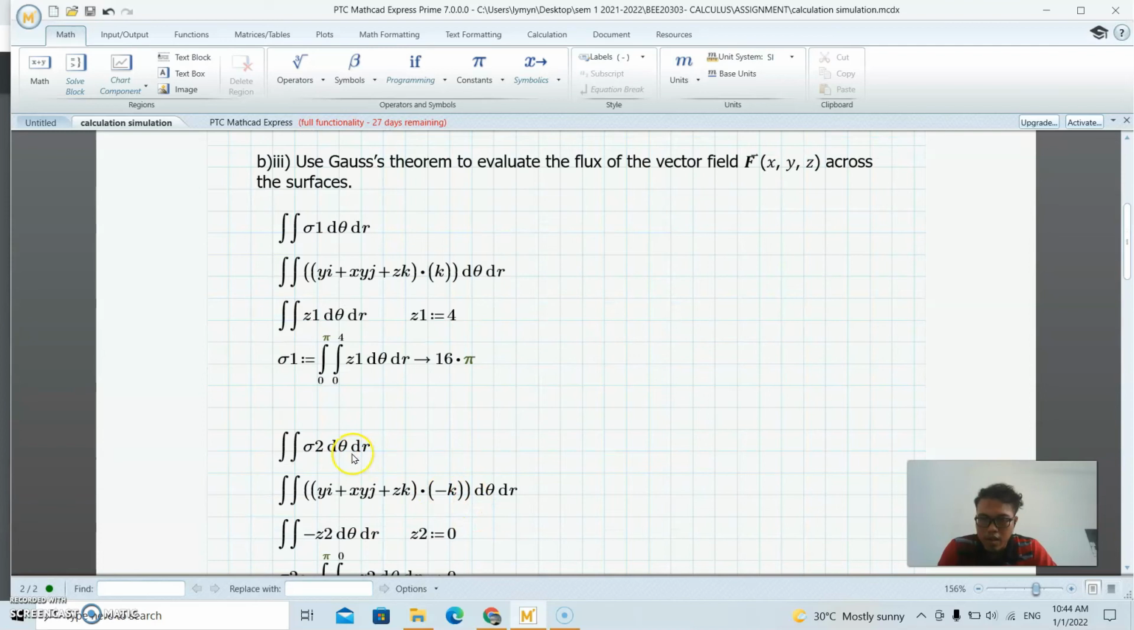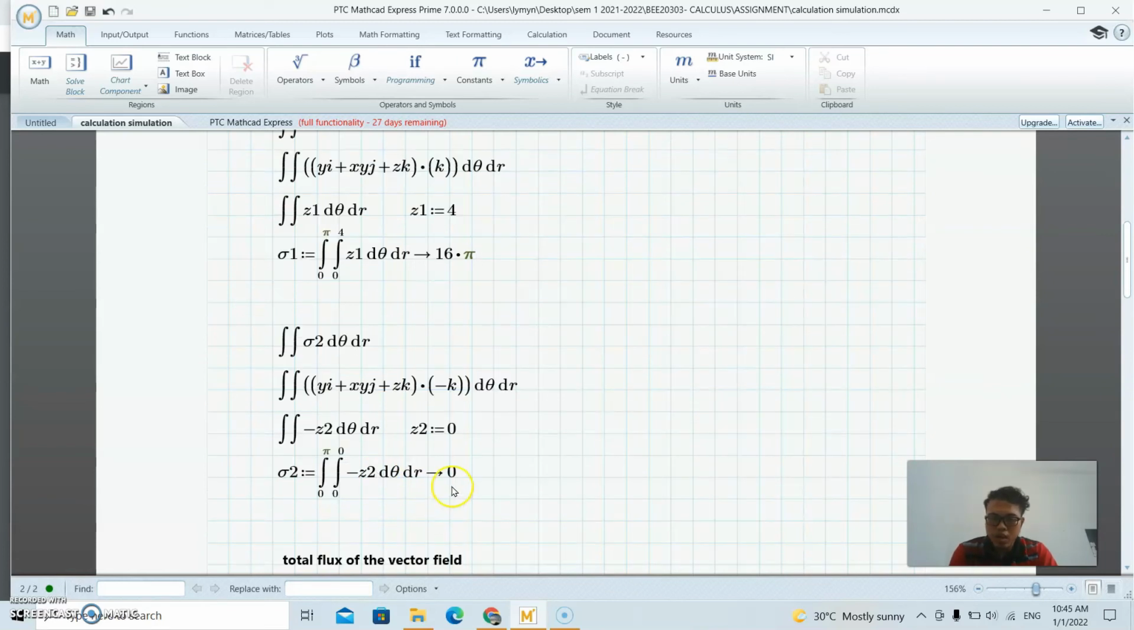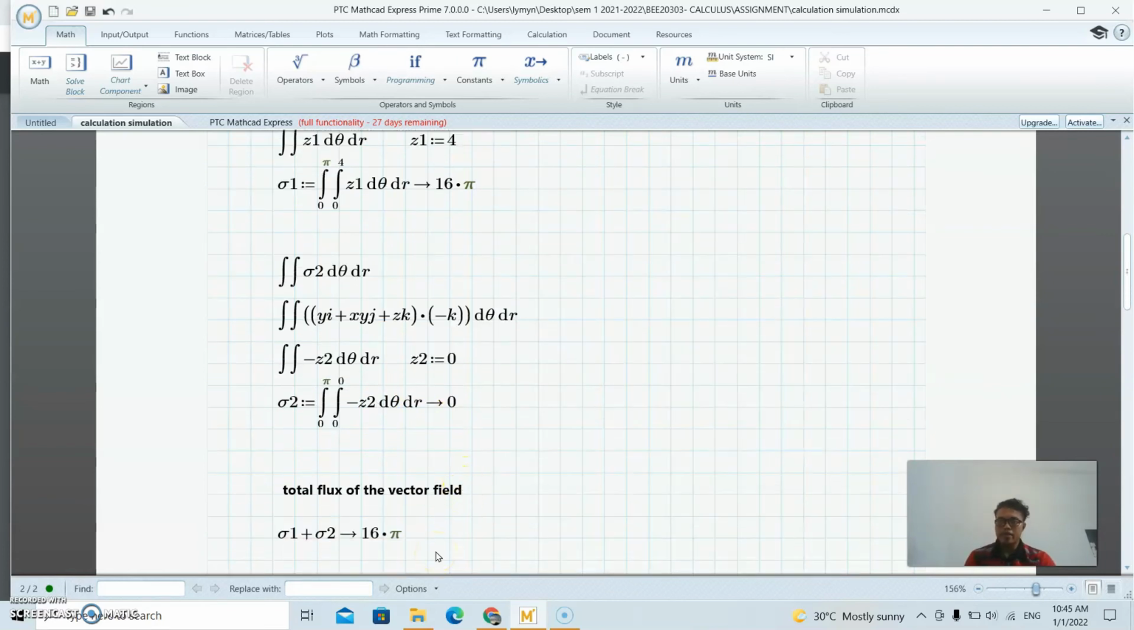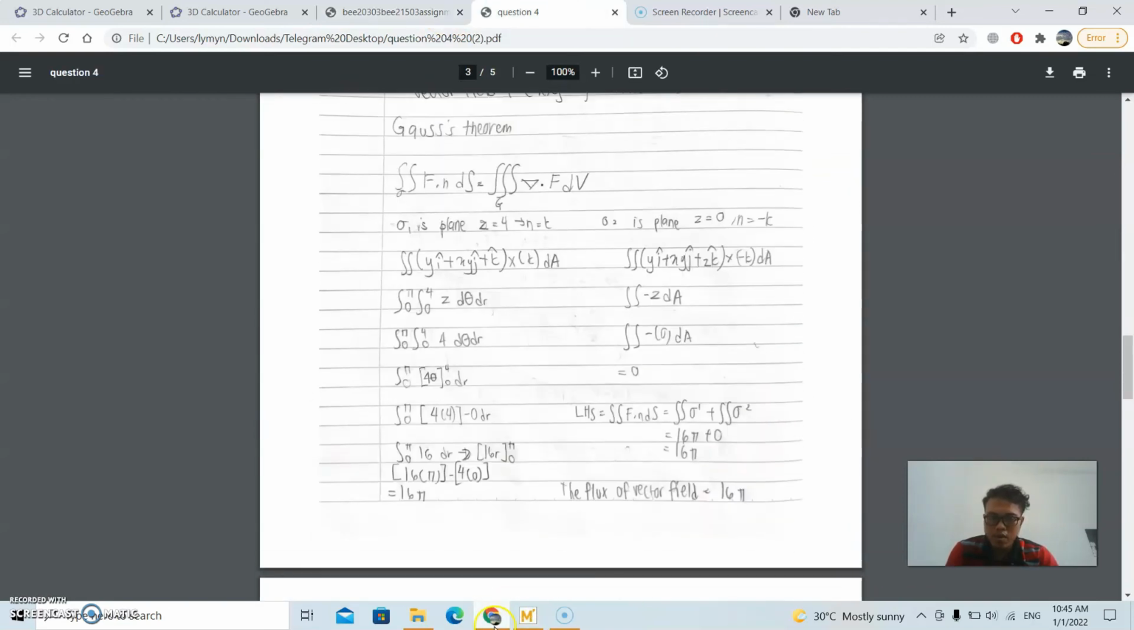For the second flux, negative z2 d theta dr, because we use negative k. So we integrate it, and we get 0. And we calculate the total flux of the vector field, and we get the answer 16 pi. This answer is the same as my manual calculation, 16 pi.